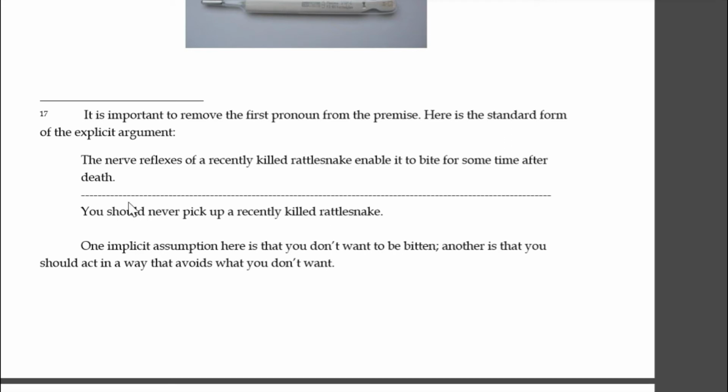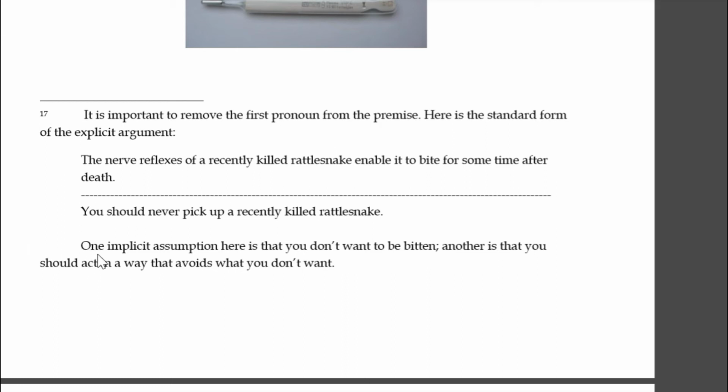But this is a weird argument, right? I'm supposed to go from the nerve reflexes of a recently killed rattlesnake enable it to bite for some time after death to you should never pick up a recently killed rattlesnake. Well, I don't know. Maybe this sounds intuitive to you. Maybe this is understandable. But I'm confused because I don't see the connection between a rattlesnake can bite and I shouldn't pick it up. There needs to be at least one more premise that says something about what I should do or what I want to do.